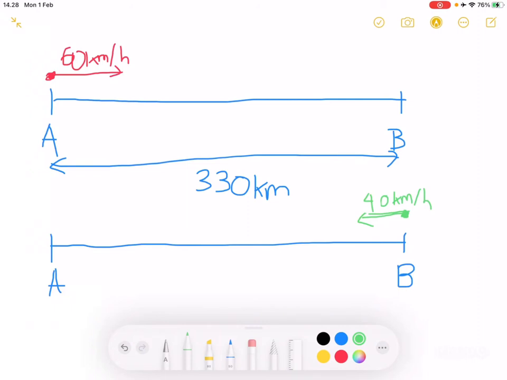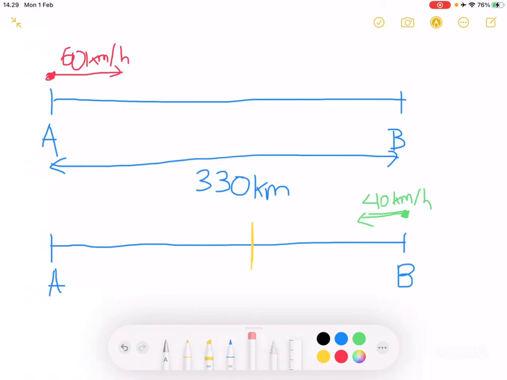I'll just fix the 40 real quick. There we go. So it says, at what time will they meet each other and how far will the meeting point be from city B? Let's assume that they will meet around here. Then we need to find at what time they will reach this point and how far this point will be from city B.